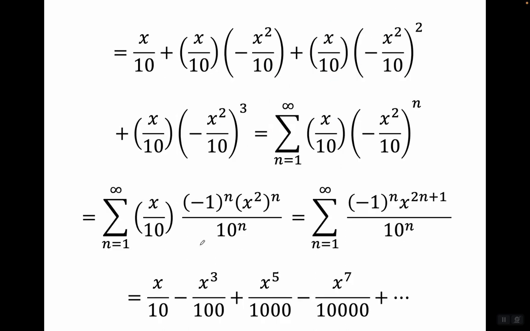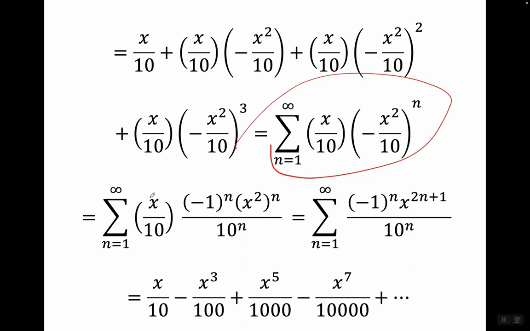That's fine. But if you're not okay with it as an answer, here's what you get when you multiply it out. You could write it like this. You've got the sum as n goes from 1 to infinity of x over 10 times negative x squared over 10 to the n, which can be simplified. That's negative 1 to the n times x to the 2n, right? Because you can pull the negative 1 out front like that. And then x squared to the n, that's just going to be x to the 2n.